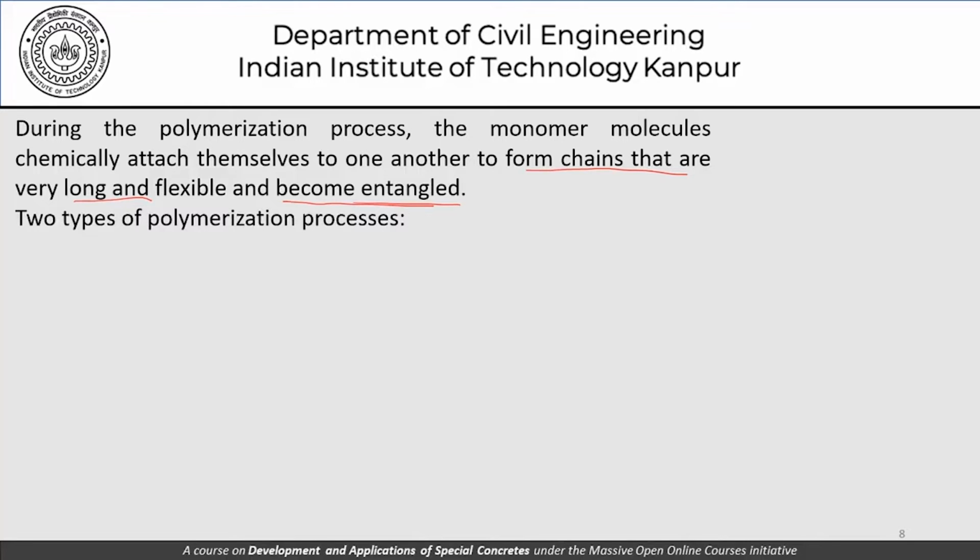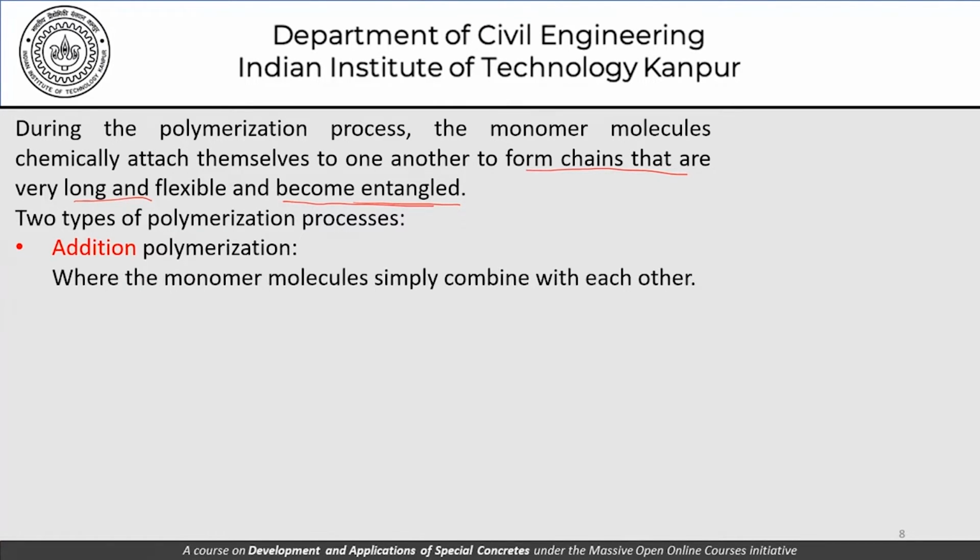There are two types of polymerization processes that are talked about in literature. One is addition polymerization. Now what is addition polymerization? Where the monomer molecules simply combine with one another. That is addition polymerization. The molecules are just adding to themselves or adding to molecules of the similar type.